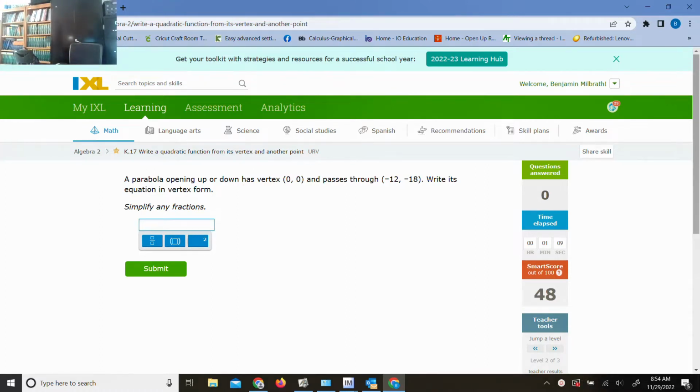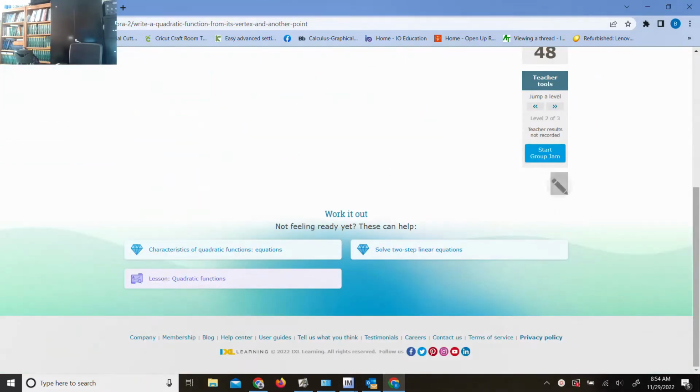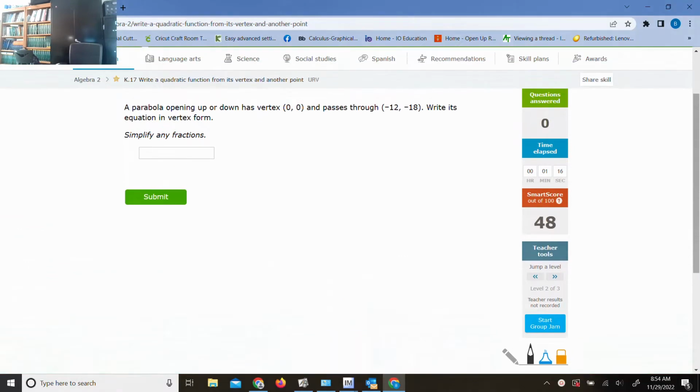Nope, it's not opposite b over 2a. That's how you find the x-coordinate of a parabola. y equals a, I'm okay with that. y equals a, parentheses, x minus h, squared. It's a parabola.